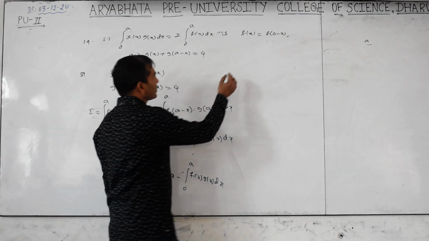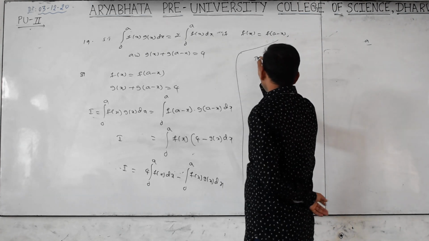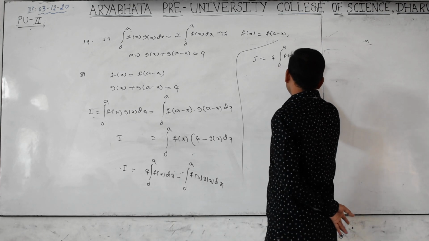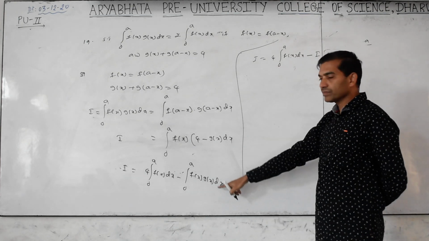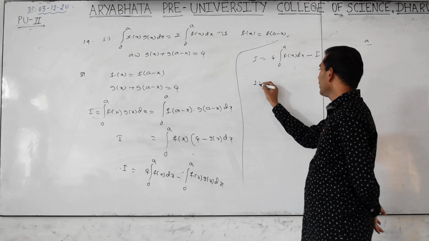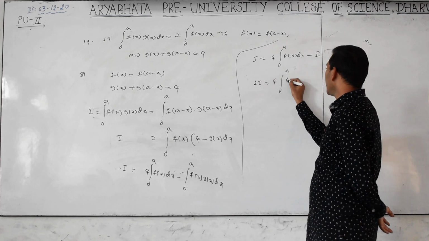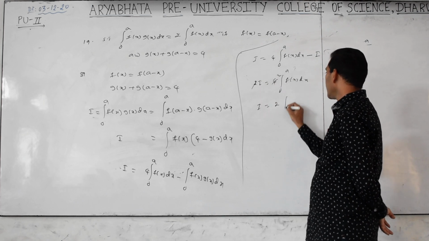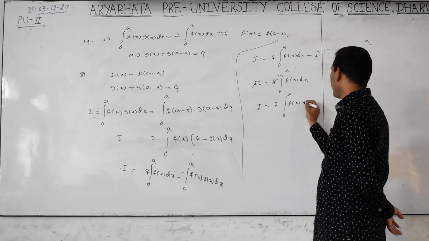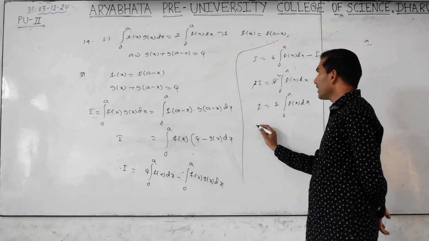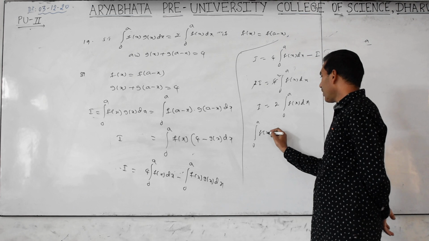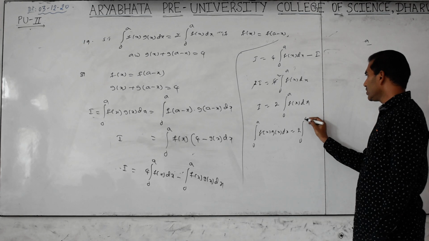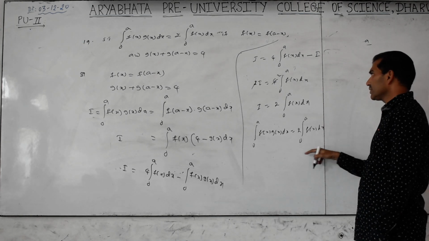So I equals 4 into integration of 0 to a f of x dx minus I. Transpose to that side: I plus I, 2I equals 4 into the integration of 0 to a f of x dx. This gets cancelled. I equals 2 into the integration of 0 to a f of x dx. So the integration of 0 to a f of x into g of x dx equals 2 into the integration of 0 to a f of x dx.